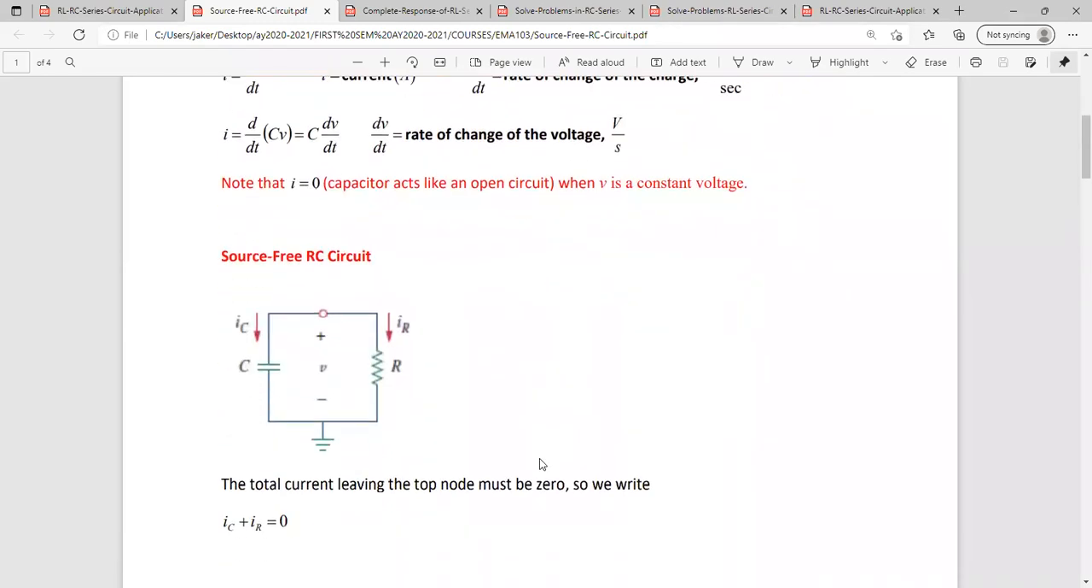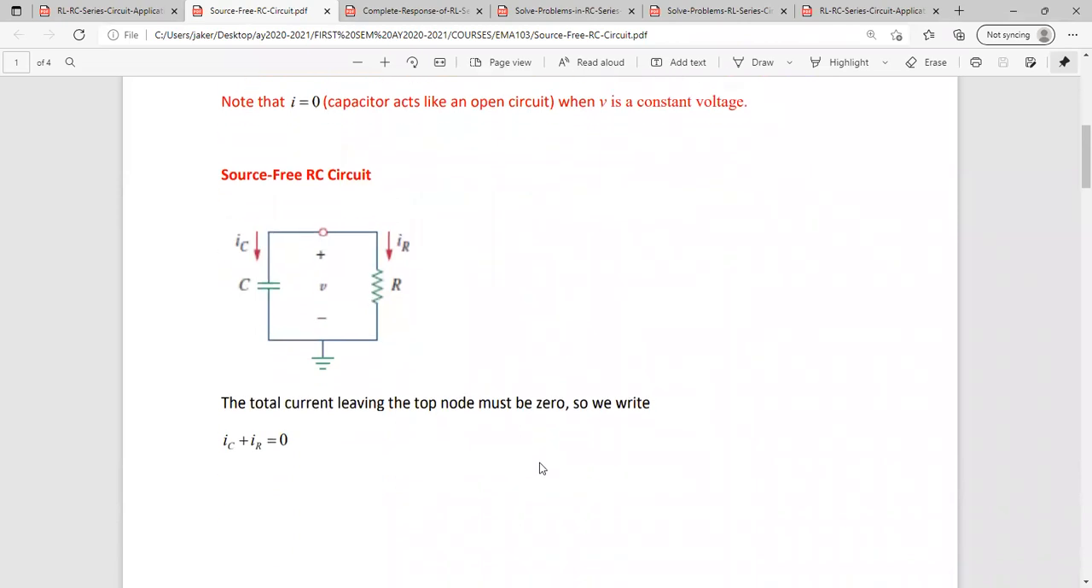You have already a sample problem on the source-free RL circuit last meeting. Now, this is the source-free RC circuit. No voltage here, no EMF. So, when you sum up the current leaving this particular node, it's also equal to 0. So, if we have this nodal analysis applied to this node here, the total current leaving it must be equal to 0. So what are the currents leaving this node here? So that would be the current through your capacitor and the current through your resistor. So we add the two.